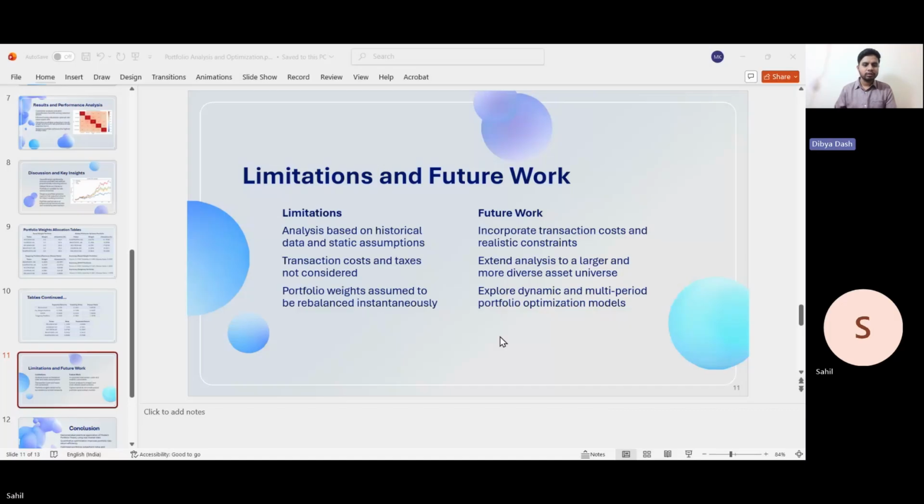Looking forward, there are several ways to strengthen the analysis. Adding transaction costs and practical constraints would make the results more realistic. Expanding the asset universe would give the optimization more depth. Exploring dynamic or multi-period models would also help capture how portfolios adjust as markets change. Together, these improvements would make the model more realistic, resilient, and aligned with real-world portfolio management.